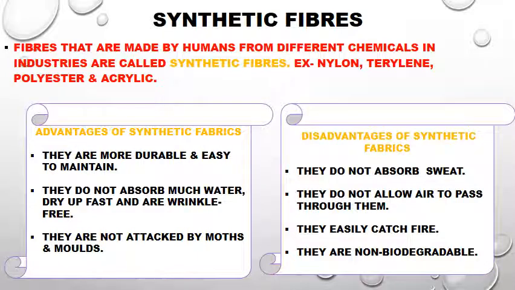Now, next is synthetic fibers. The fibers that are made by humans from different chemicals in the industries are called human-made or synthetic fibers, like nylon, terylene, polyester, and acrylic. The synthetic fibers are mostly obtained from petroleum, and the fabrics made up of synthetic fiber are called synthetic fabrics.